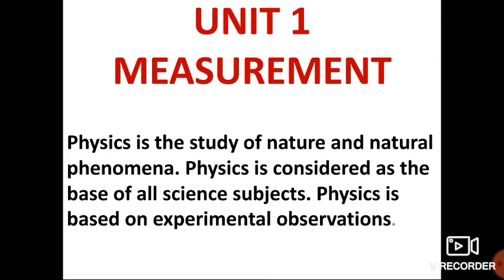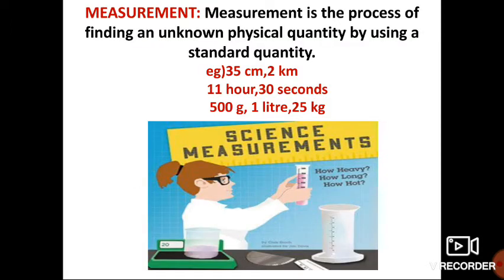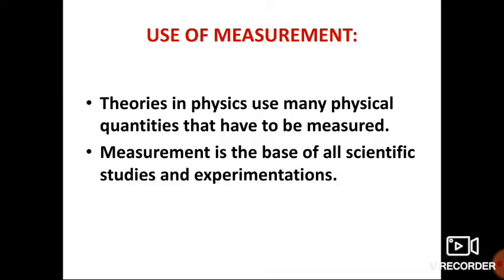Physics is considered as the base of all science subjects. Physics is based on experimental observations. What's the use of measurement? Theories in physics use many physical quantities that have to be measured. Measurement is the base of all scientific studies and experimentations. With the use of measurement, only then can we calculate many observations, many things.